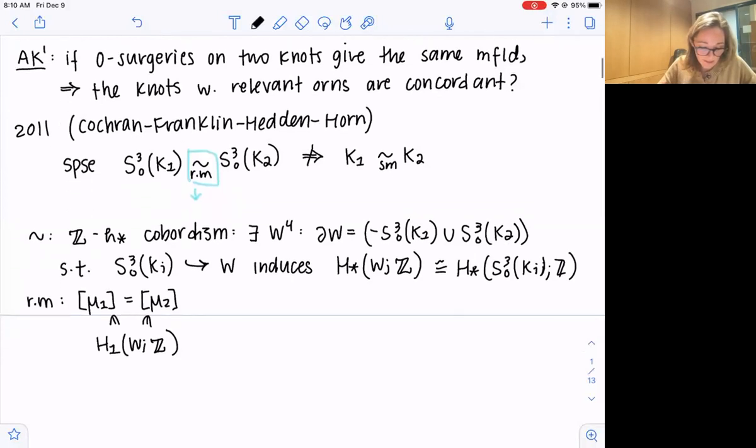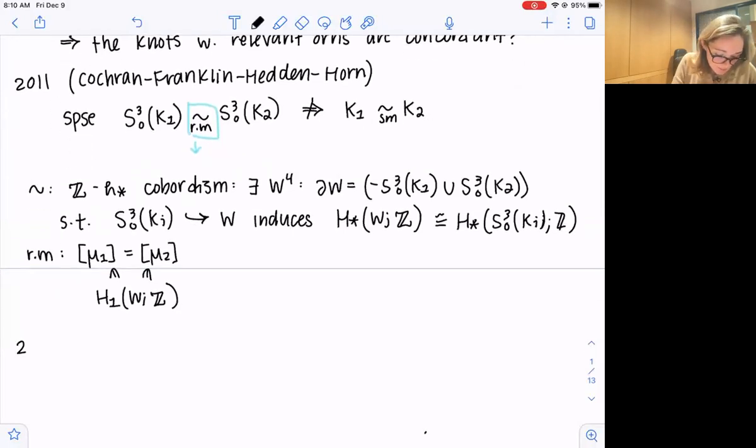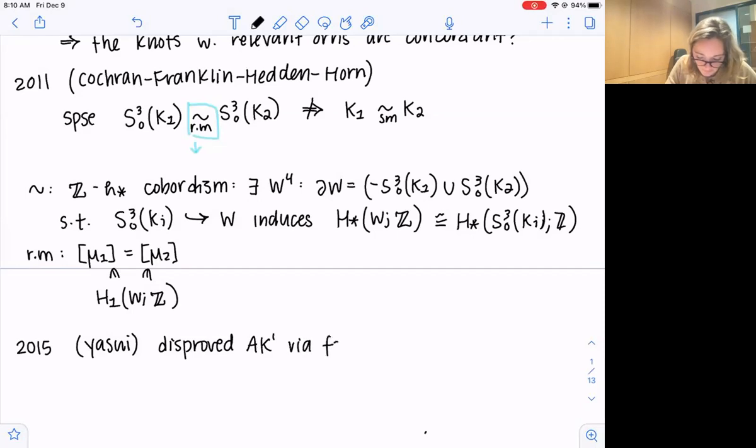So the statement says that this is not strong enough to imply that the knots are smoothly concordant. And then finally, most recently, in 2015, Yasui completely disproved this conjecture via a family of counterexamples, which we'll maybe just note are strictly non-slice.